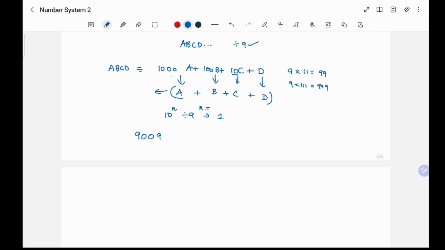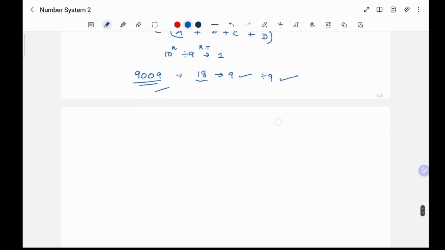9009. We know that this number is divisible by 9, so we'll just add the digits and see. Adding, it gives 18. Adding those digits again, it gives 9. So this is divisible by 9. So the first number we started with was itself divisible by 9.